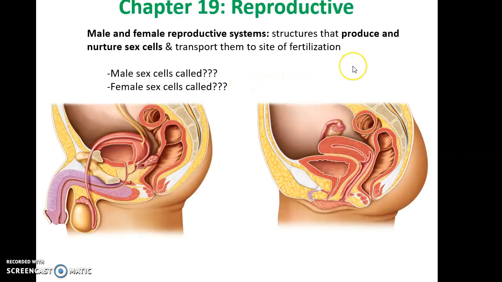So, the male and female reproductive systems have structures with the purpose of producing and nurturing sex cells, and then transporting them to the site of fertilization. Male sex cells are called sperm. Female sex cells are called oocytes. I know you wanted to say egg, but it's oocytes for female sex cells.